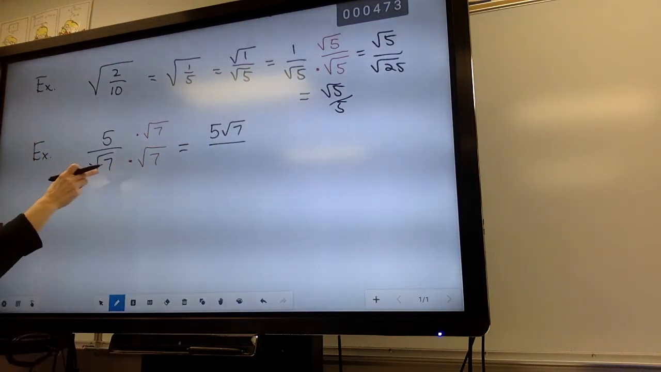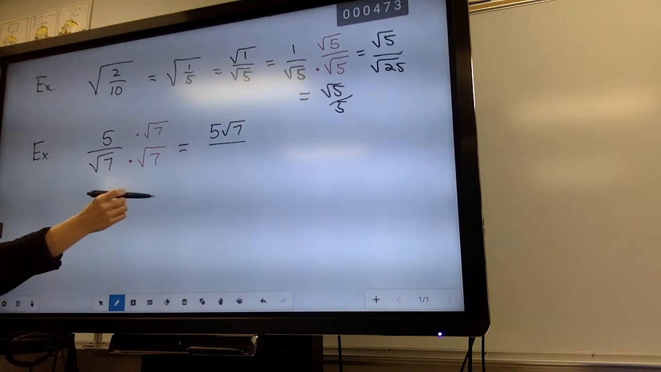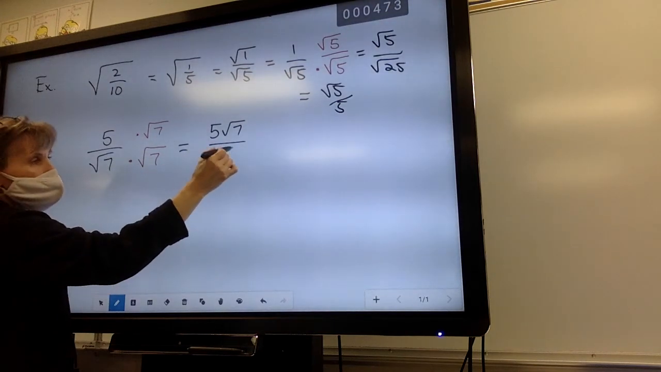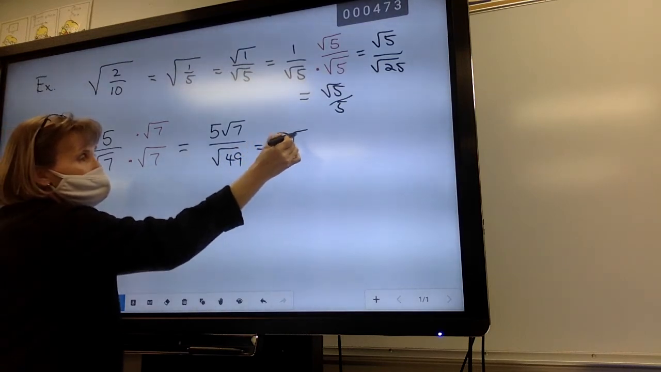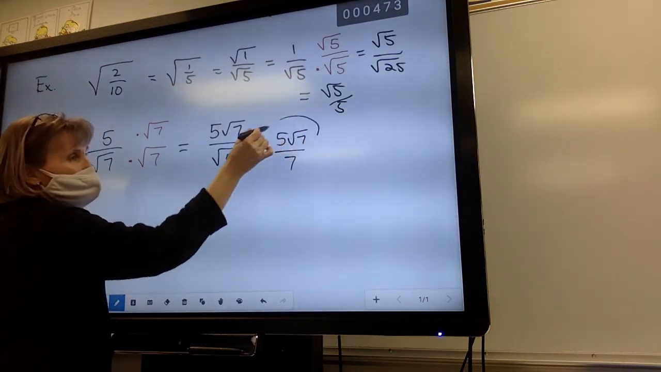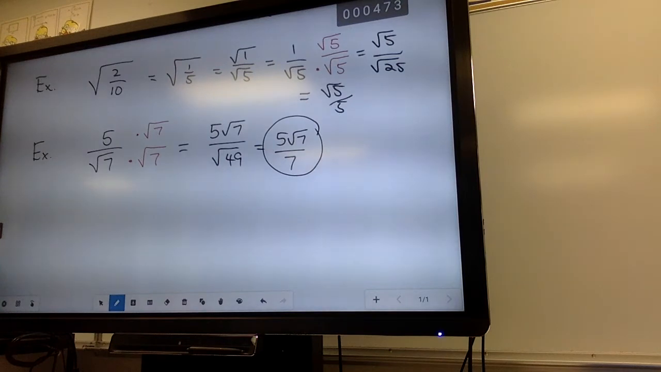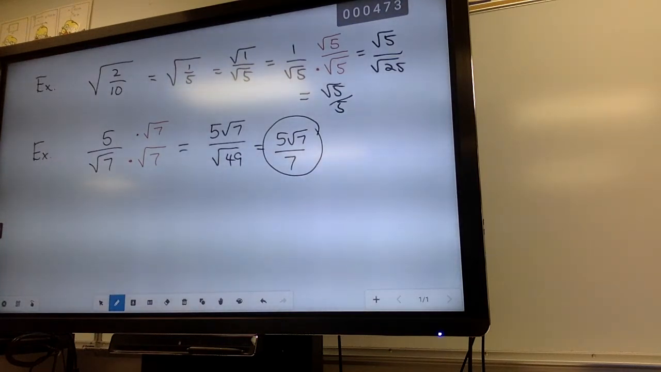Over, what's the square root of 7 times the square root of 7? Square root of 49, which equals 7. There's my answer, with a rationalized denominator.